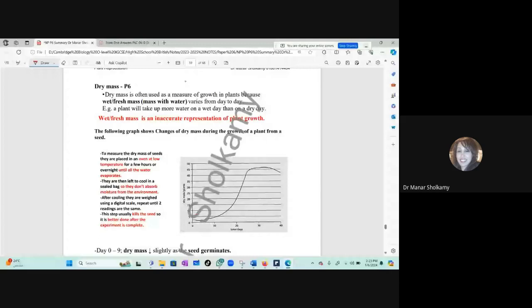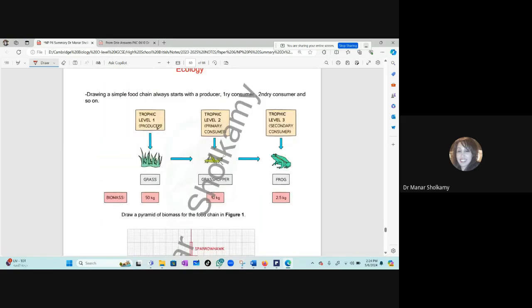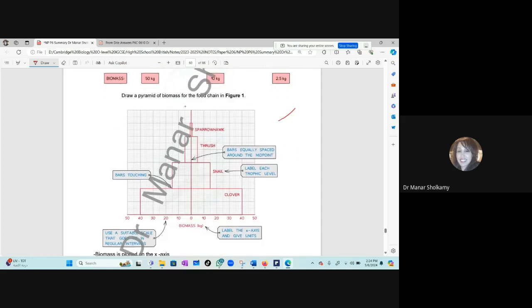The dry mass of the seed. Here, we know very well germination starts with respiration. That's why the dry mass of the seed will decrease and then it will start increasing. Why does it decrease first? Because it will respire first, consuming the starch that is already present in the seed, and then it will increase when the seed starts photosynthesizing. It's not common, but I always say it's better safe than sorry. This graph, you will not get it in paper 6. Just have a quick look at it because you will be asked to plot a graph like this in paper 4.